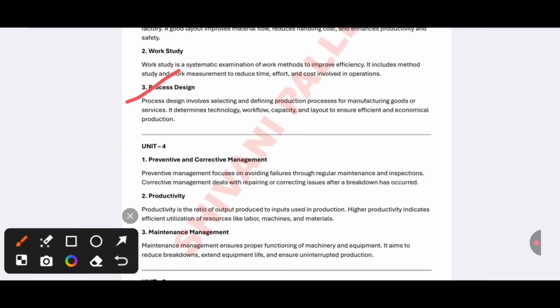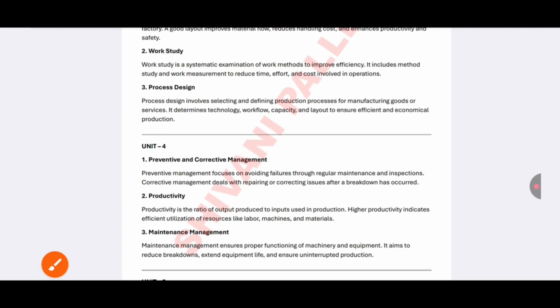Next one, process design. What is meant by process design? Process design will be helpful to select the production process. Okay, like whatever the goods and services are there, it enables the technology, the workflow, the capacity and layout to run effectively and efficiently in the production and the organization.